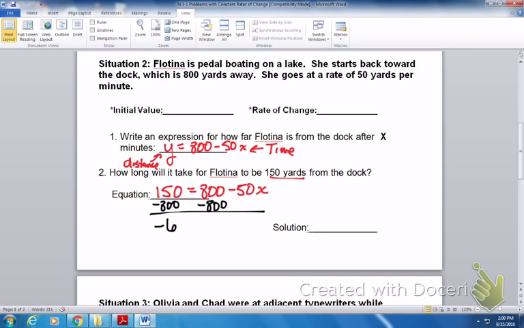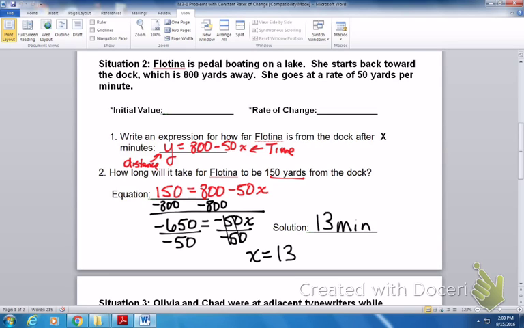150 minus 800 is negative 650, and that equals negative 50x. Then our last thing is to undo the multiplication with division, so I divide by negative 50. Well, the 50s go away, and I get x equals negative 650 divided by negative 50, which is positive 13. So I'm going to write my solution as 13, but again, I want to label it. It's going to take her 13 minutes to get that far back to the dock.